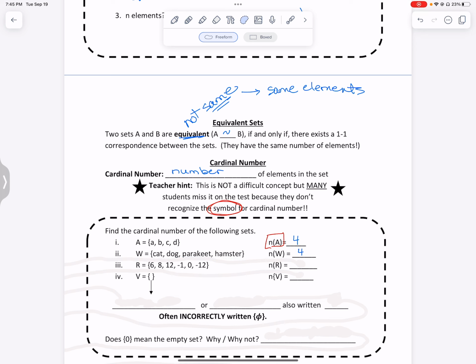Okay. What would be my symbol that says how many members, what's the cardinal number for this set R? Let's count 1, 2, 3, 4, 5, 6. So I have 6 in there, so the cardinal number is 6. Now look at this V. I don't have anything in there, so the cardinal number is 0. I don't have any elements. Okay, this is called the empty set. It could also be called the null set, and it can be written with a 0 and a slash through it. So there are 2 ways of writing the empty set.